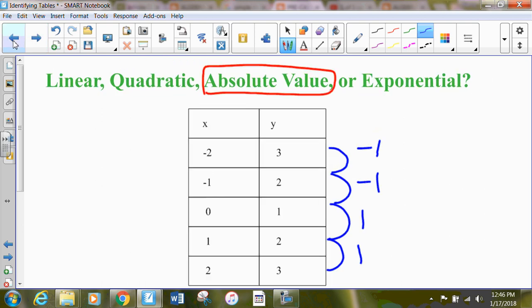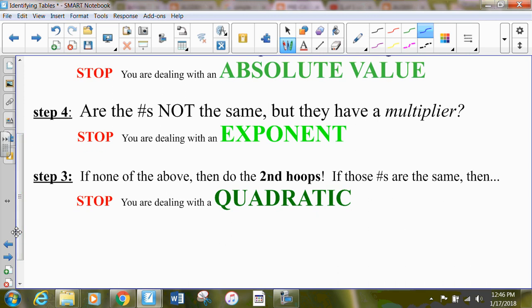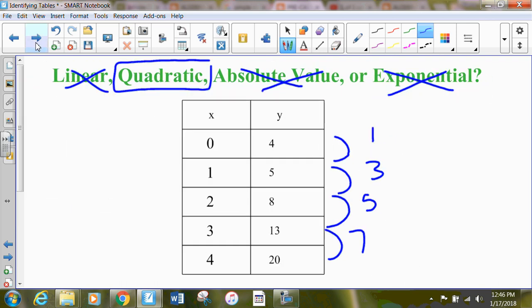Let's see if I included this in the steps. So let's see, we already said it's not exponential, but if none of the above, then do the second hoops. I love quadratics, they're so cool. There's a reason why the second hoops are going to do what they do, and you'll learn about that in calculus. But we already know it's quadratic. Let's take the second hoops and see what happens. So let's go back here and do the second hoops. So we're doing hoops to the hoops. So 7 minus 5 is 2, 5 minus 3 is 2, and 3 minus 1 is 2. How cool is that? The second hoops are all the same, and that's what quadratics do.